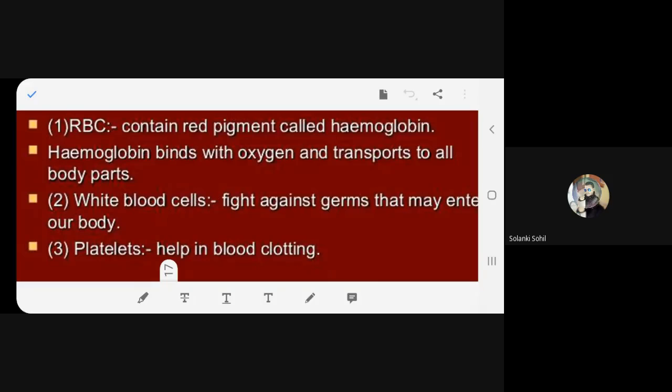Now let's see what function it has. Please continue. RBCs contain a red pigment called hemoglobin. Hemoglobin. Yes, continue. What is the function of hemoglobin? Say.